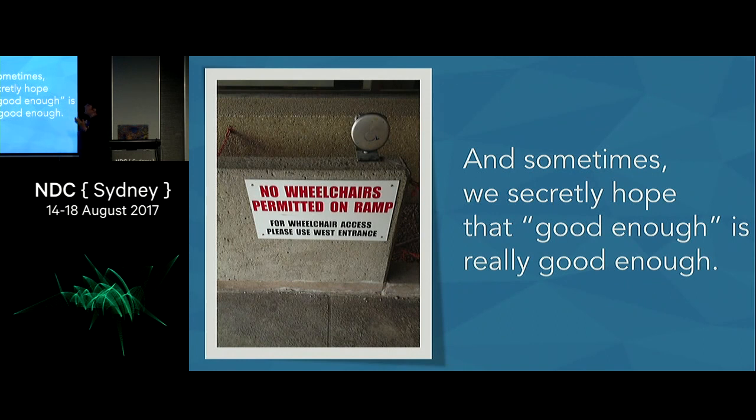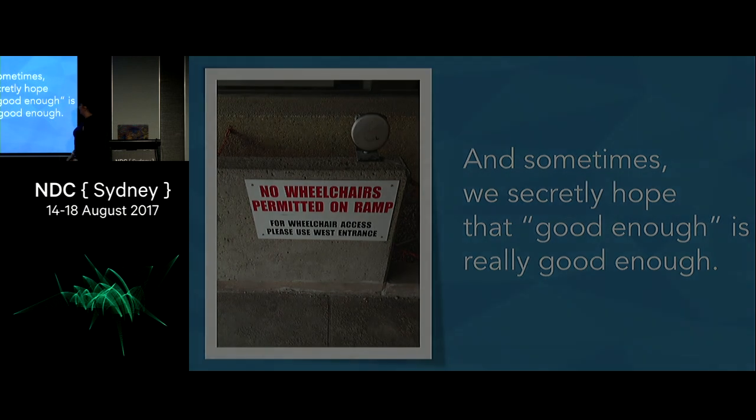And sometimes we secretly hope that good enough is really just good enough, because we're exhausted, we're doing all these other things. This was at the top of a wheelchair ramp that apparently didn't meet code, but was already built. And so you'll see the push button to open the door electronically. And so, instead of rebuilding the ramp, let's just put a sign that says no wheelchairs permitted on ramp, even though it's at the top of the ramp. So somebody would have to get to the top of the ramp to see it. For wheelchair access, please use west entrance. Sometimes you just want to say, can't you just give me a pass on this?